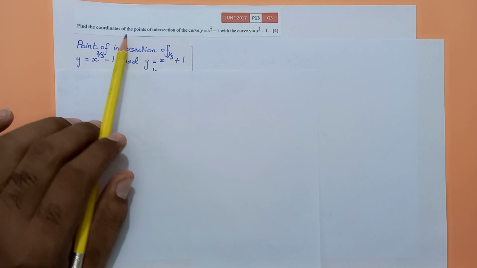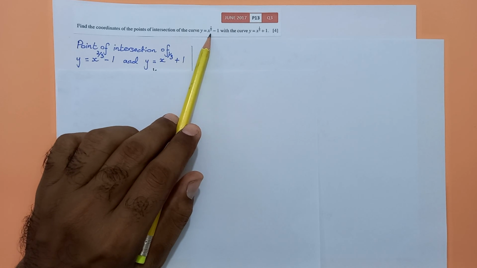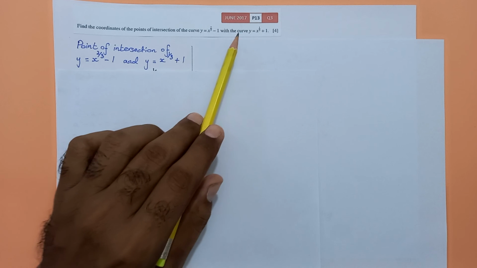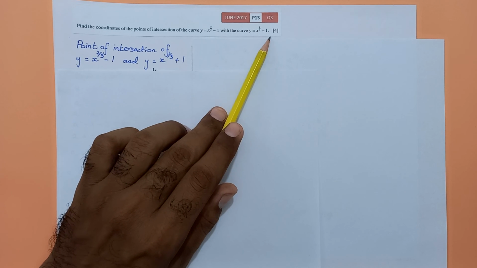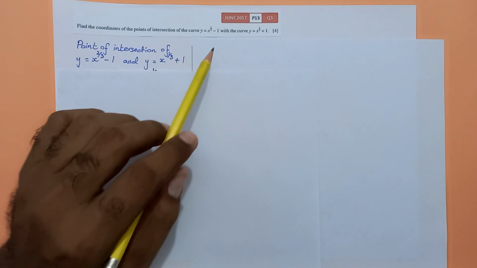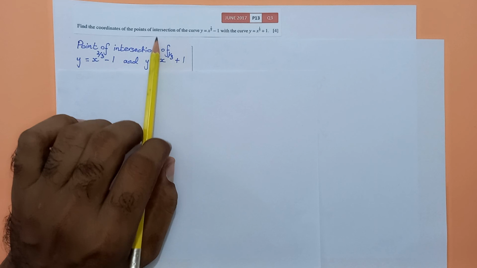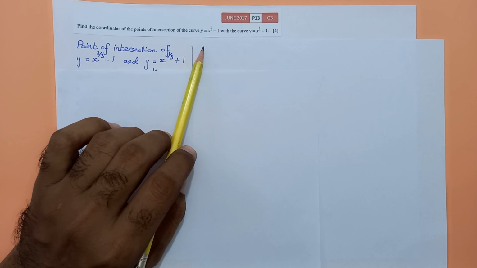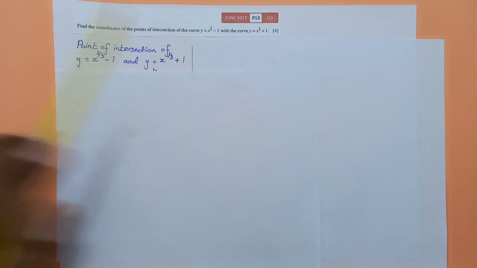Find the coordinates of the point of intersection of the curve y equals x power 2 upon 3 minus 1 with the curve y equals x power 1 upon 3 plus 1. So basically we have two equations of the two curves and we need the point of intersection. And when we say the point of intersection, it means the common point for both the equations.